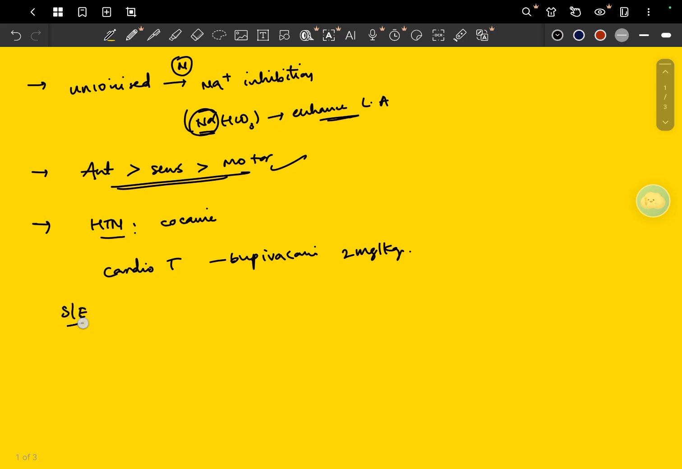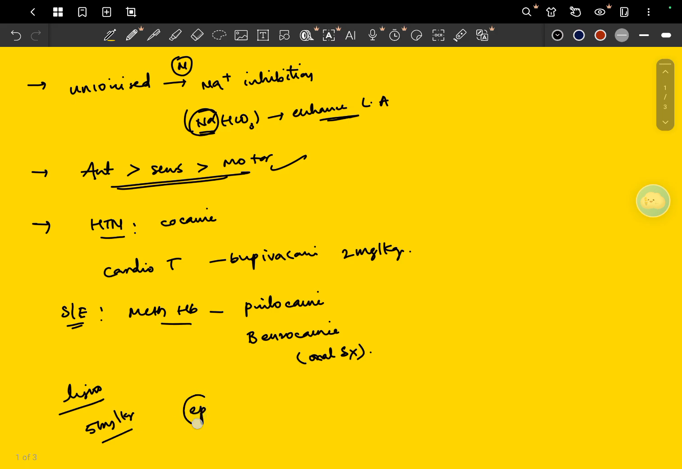Then we have side effects like methemoglobinemia with local anesthetics like prilocaine and benzocaine. So benzocaine is actually used in oral surgeries or dental surgeries. And we have the max dose of lignocaine, which is 5 mg per kg. With epinephrine we can give a 7 mg per kg dosage.